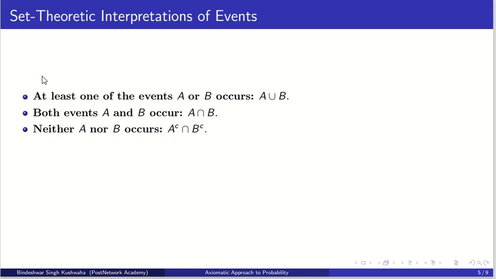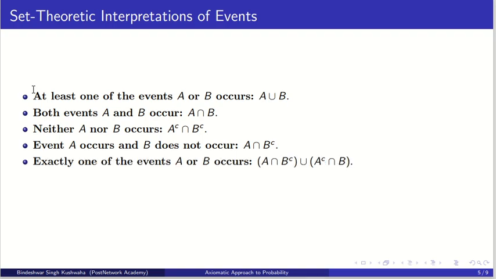Third one, neither A nor B: complement of A and complement of B. Event A occurs and B does not occur: A intersection B complement. Exactly one of the events A or B occurs means A intersection B complement or A complement intersection B, and we will take the union of both.